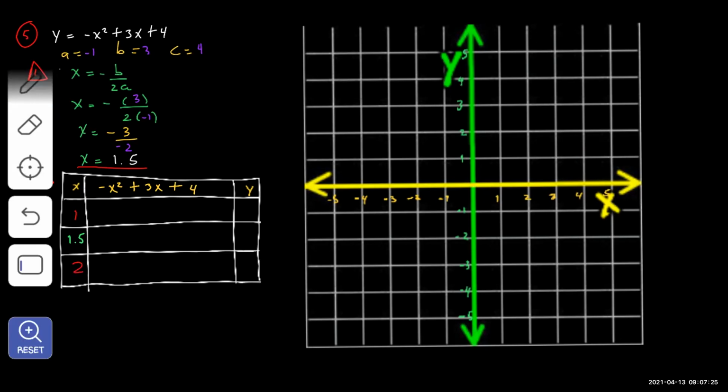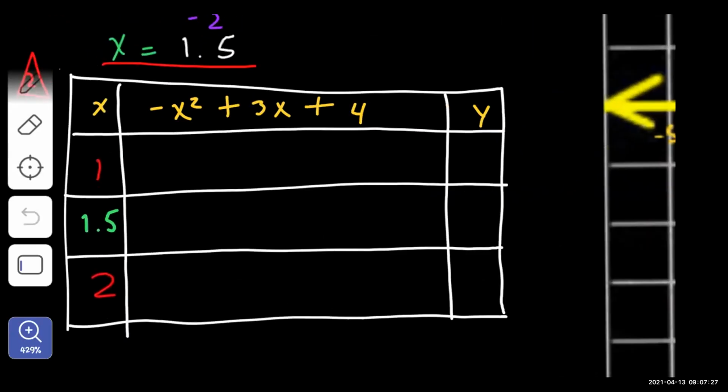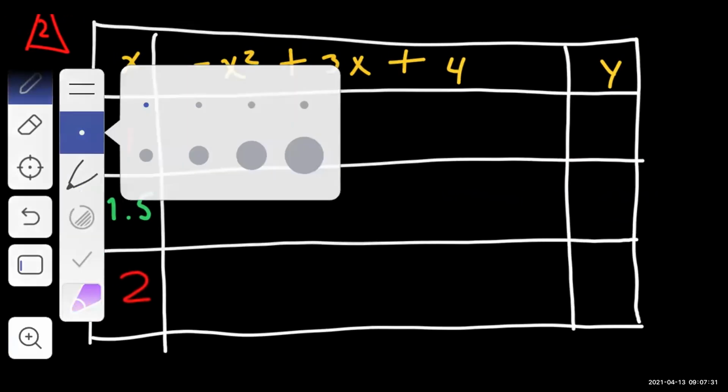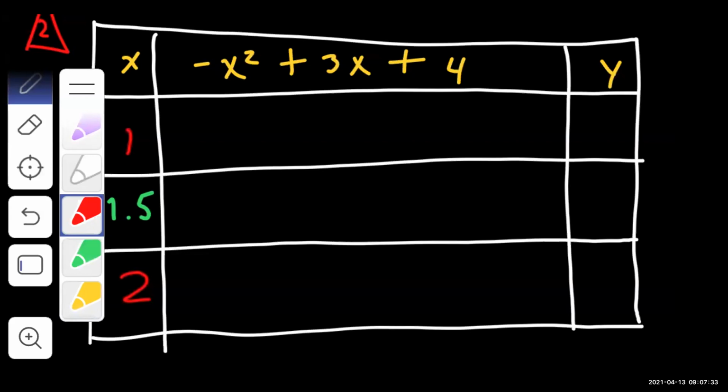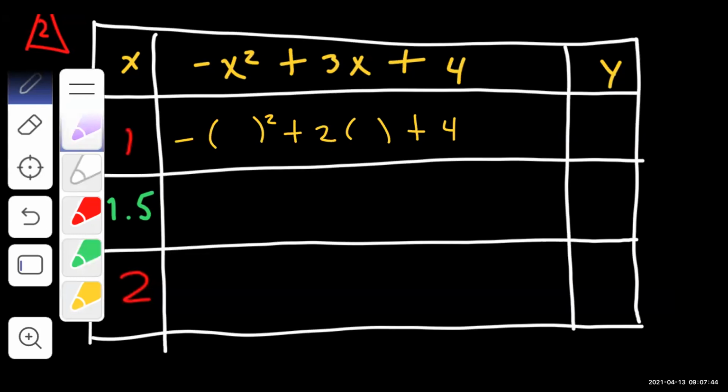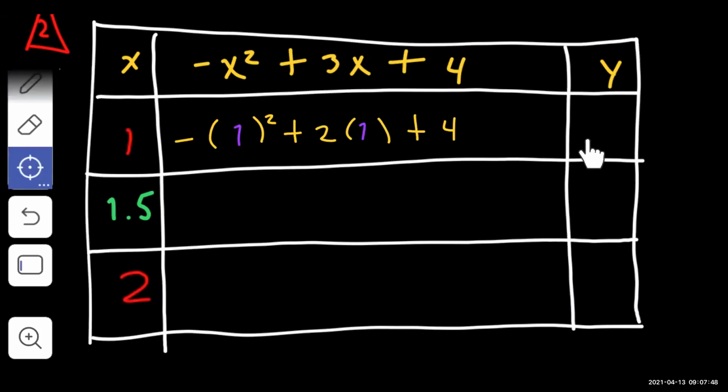Now let's zoom in on the table again and work on that, because that's what really matters. Let's substitute here. We're going to use parentheses again. Get ready with your calculators, please. +2, parentheses, +4. The value for x in this case is 1. We're going to substitute 1. What is this equal to, according to your calculator?